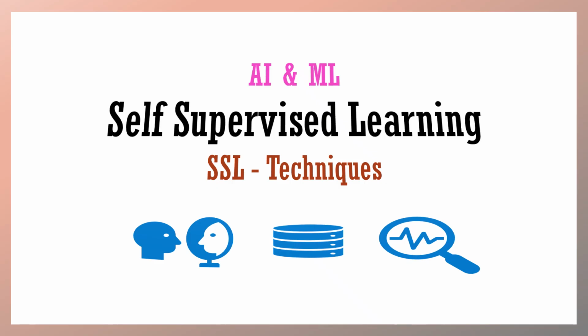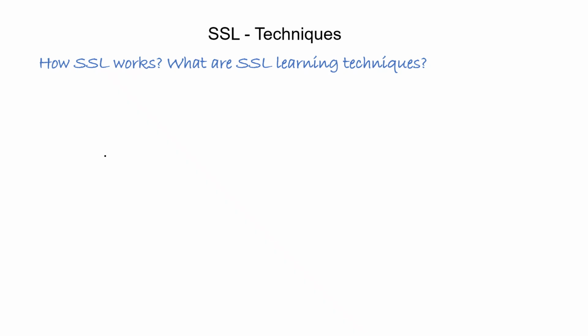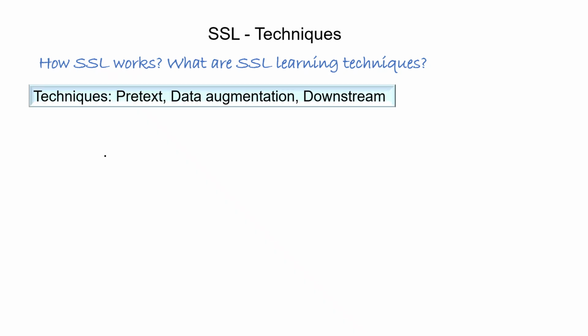Let us try to understand how self-supervised learning SSL works. How SSL learns from unlabeled data. What are the techniques SSL uses to learn from unlabeled data? SSL performs pretext tasks that allow models to learn patterns from raw data without the need for explicit data labeling. SSL understands the inherent structure and patterns within the unlabeled data to generate supervisory signals for training AI models.